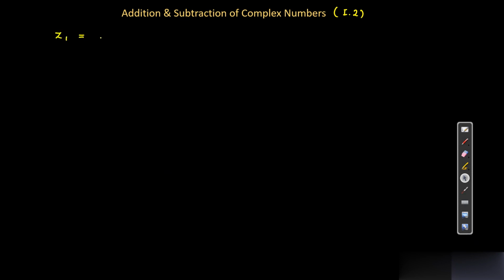Z1, let's say Z1 is -9 minus 9i. This is one complex number. Then Z2, let's say 8 plus 6i, and we have to add these two complex numbers. So it's actually very simple, Bhavna. All we have to do is add the real parts together and add the imaginary parts together.